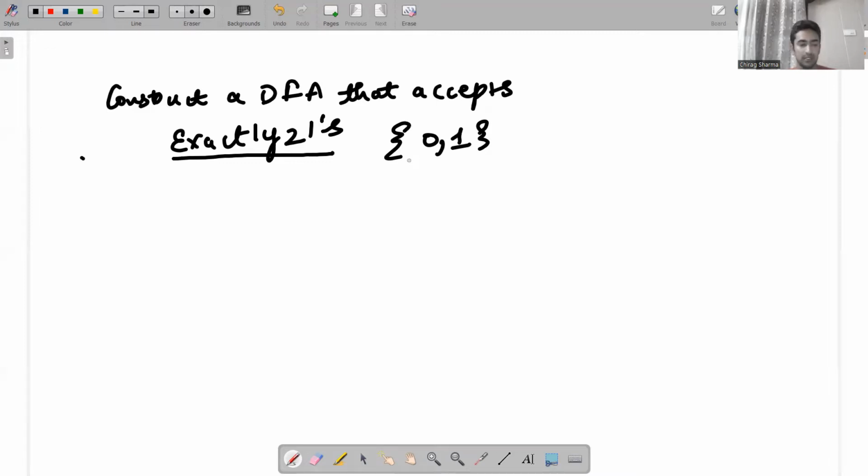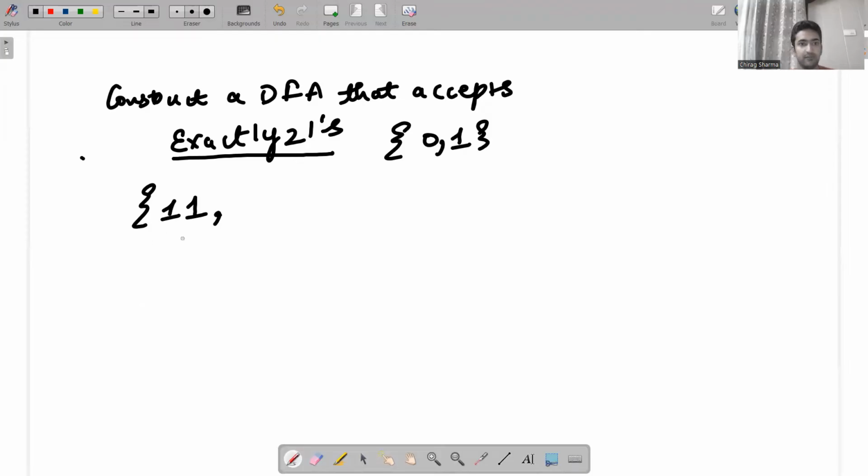Exactly two ones means there will be two ones, but there is no condition imposed on zeros. If there is no condition imposed on zeros, it means it can have any number of zeros. So this is our take on this particular part. Firstly, let's try to get exactly two ones. Exactly two ones are obtained by double one, right?